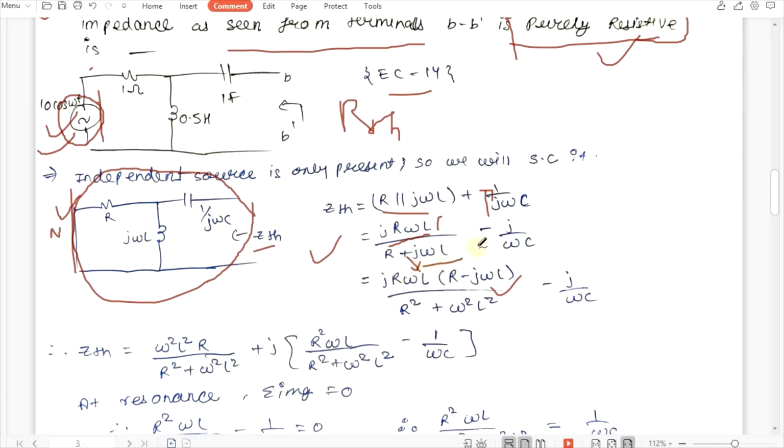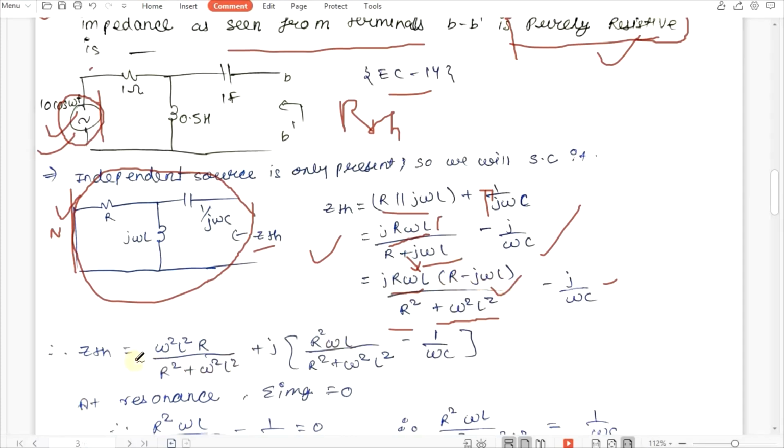So it will be (a plus b) multiplied by (a minus b), which is a square minus b square. So a square will be R square, minus b square, which is j omega L the whole square. j square is minus, so minus minus will be plus, so we will get R square plus omega square L square. This term will be the same, which is minus j upon omega C. Now if you multiply this term inside this bracket, we will get j R square omega L, and here we will get j times minus j, which is minus j square, and this minus minus will be plus, so it will be plus R omega square L square. So this is what I have written.